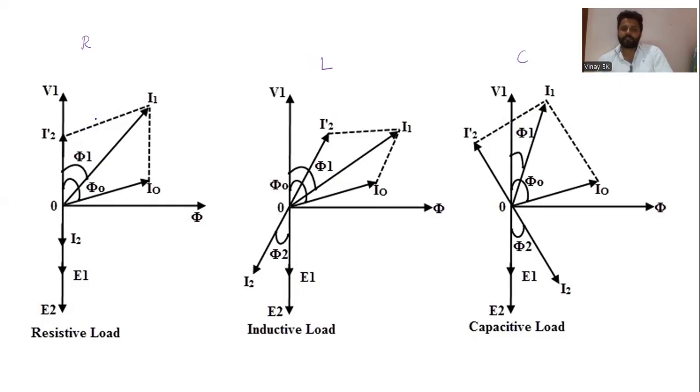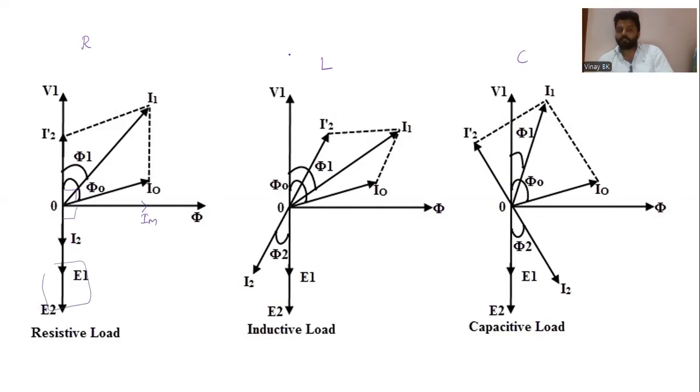So if the load is resistive load, before that you should know the phasor diagram, as I explained, of the transformer on no load. Phi is the reference. This phi is produced due to Im. Im is in phase with phi, and V1 leads phi at an angle of 90 degrees. E1 lags phi at an angle of 90 degrees. E2 and E1 are in phase with each other.